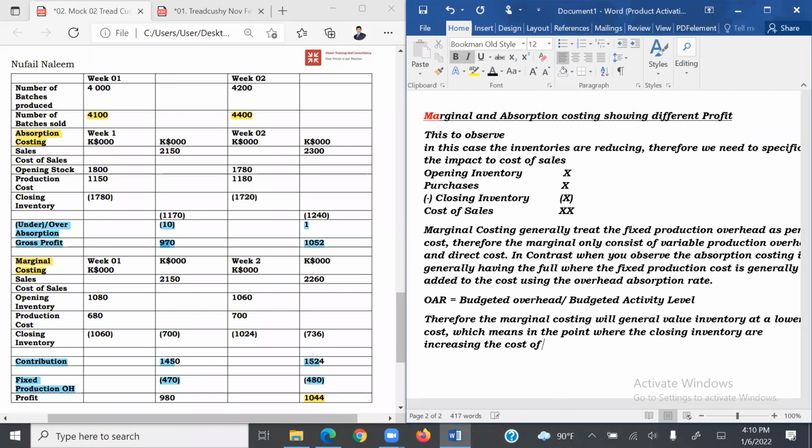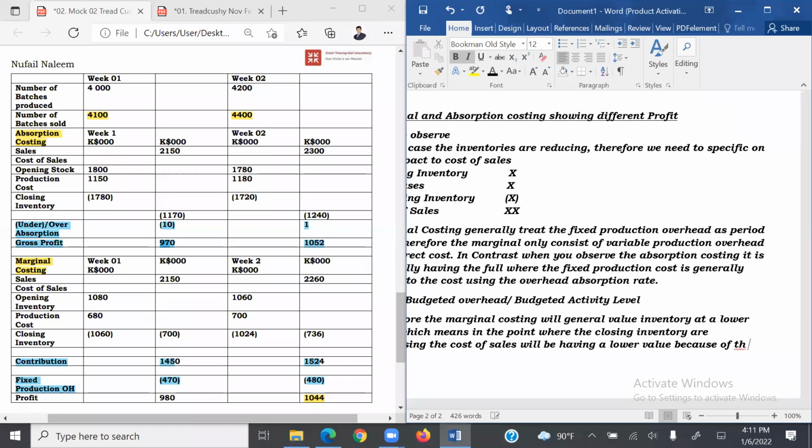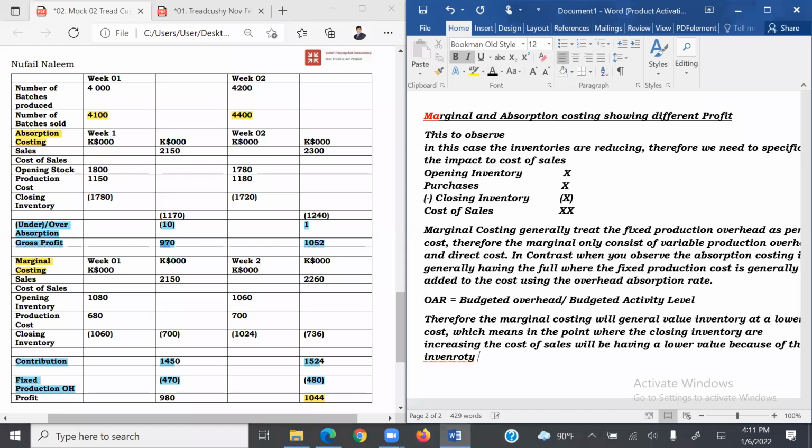The cost of sales will be having a lower value because of the inventory change, students. Just a minute. So if you see, the inventories are generally recorded at a lower rate. You get that point there.